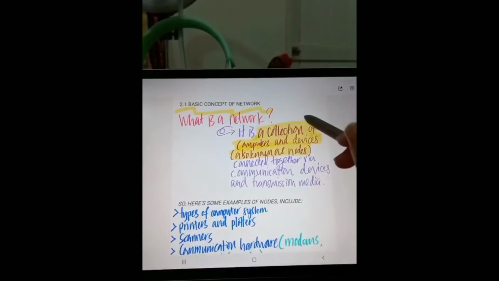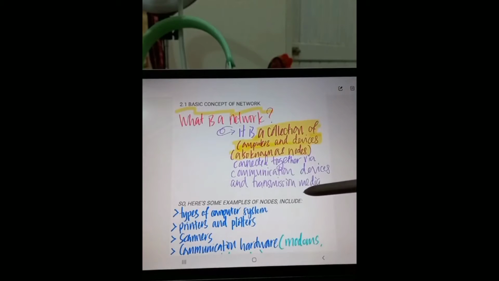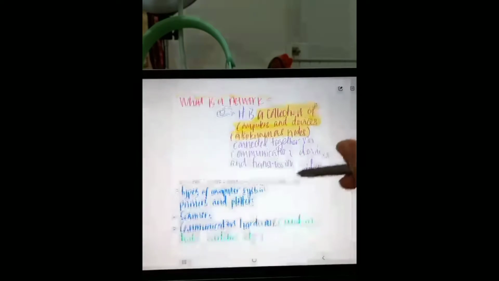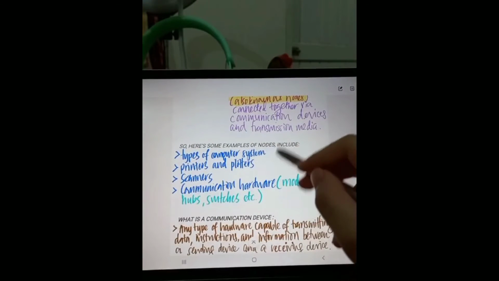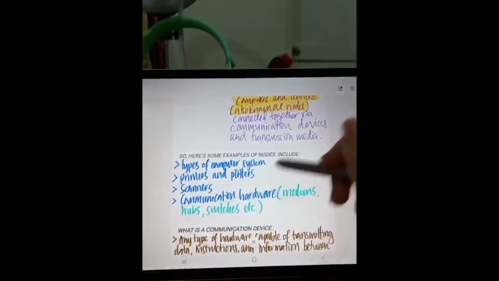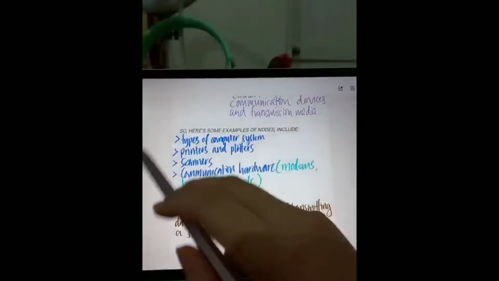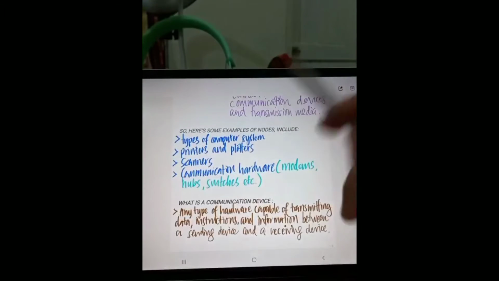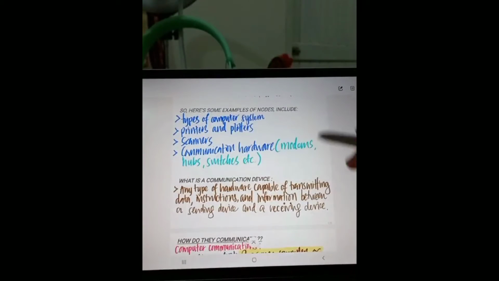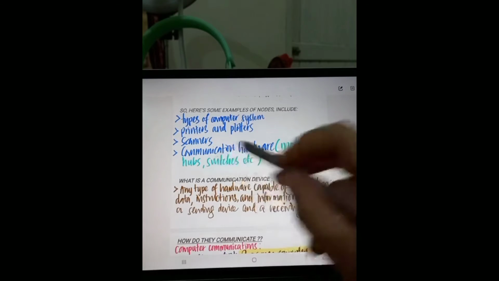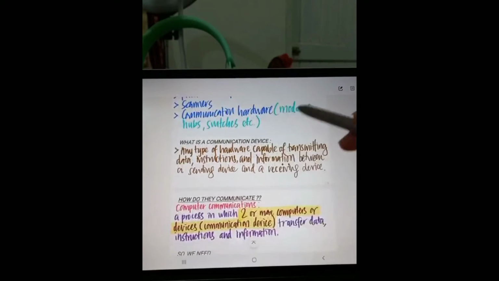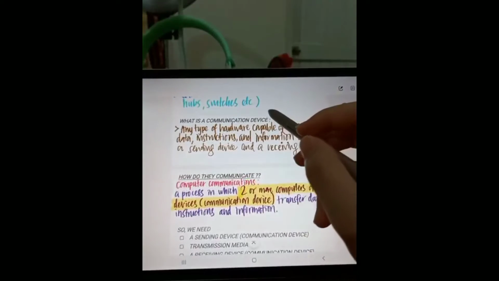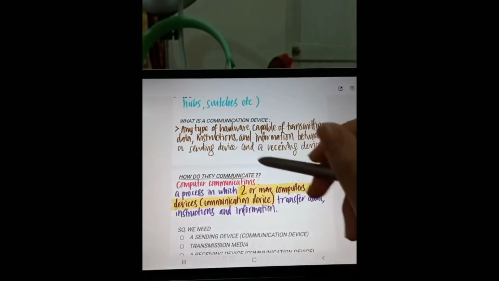What is a network? It is a collection of computers and devices, also known as nodes, connected together via communication devices and transmission media. Some examples of nodes include types of computer systems, printers and plotters, scanners, and communication hardware, which are modems, hubs, and switches. They are the examples. So what is a communication device? Let's look through the definition.